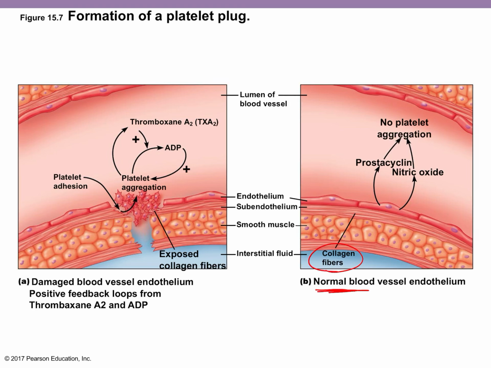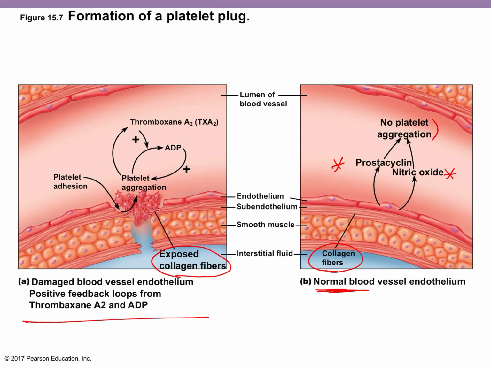So again, here's our little picture. Here's a normal blood vessel. We can see that we have our endothelial cells, we have our collagen fibers underneath the endothelium. And just to mention that the endothelial cells actively inhibit a plug by 2 chemicals that they're always pumping out. So normal blood vessels will always pump out prostacyclin and nitric oxide. And those 2 are going to inhibit your platelet plug, your platelet aggregation.